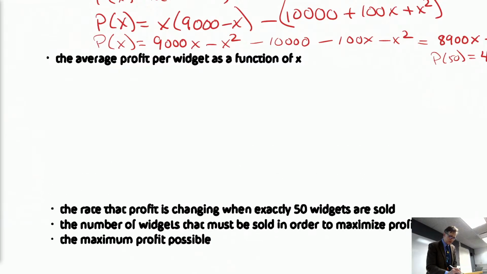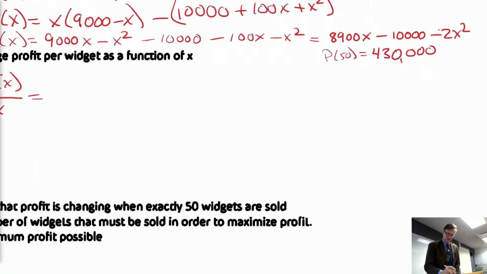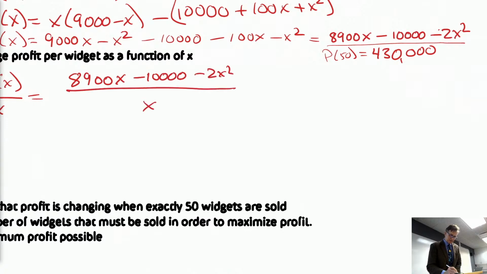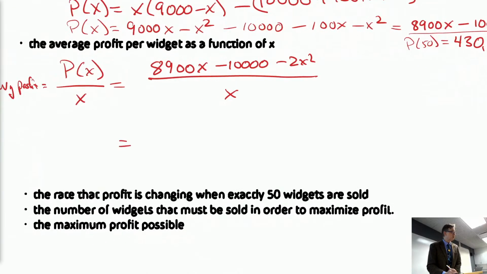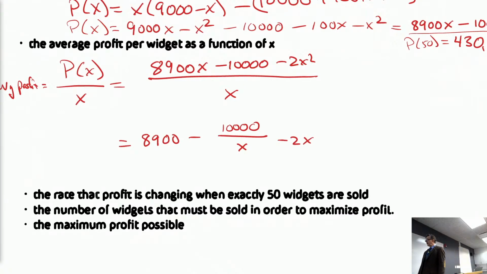So average profit per widget, that would be the total profit divided by the number of widgets. That's it. That's the average profit. So go ahead and do this in terms of the profit. I'm going to just use that expression right there. 8,900x minus 10,000 minus 2x squared all over x. I could probably simplify this, but I'll bet you Lumen wouldn't care if you didn't simplify it. I'm going to simplify it though, like this. So that's the average profit.